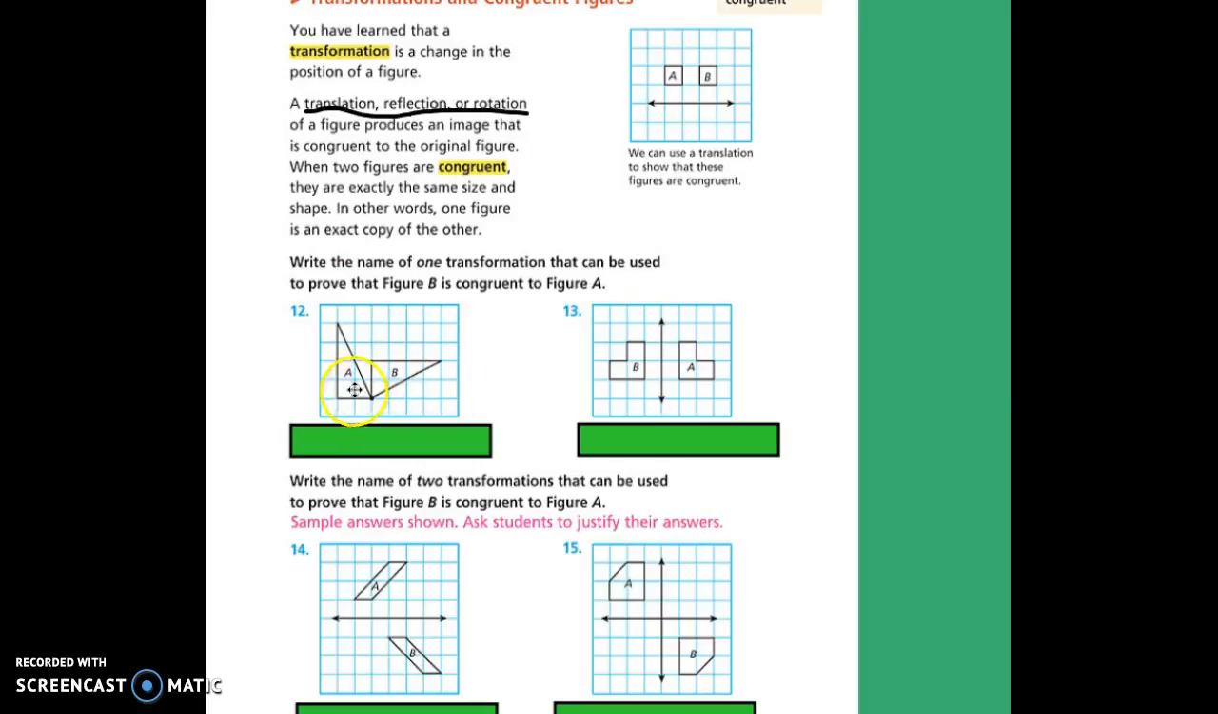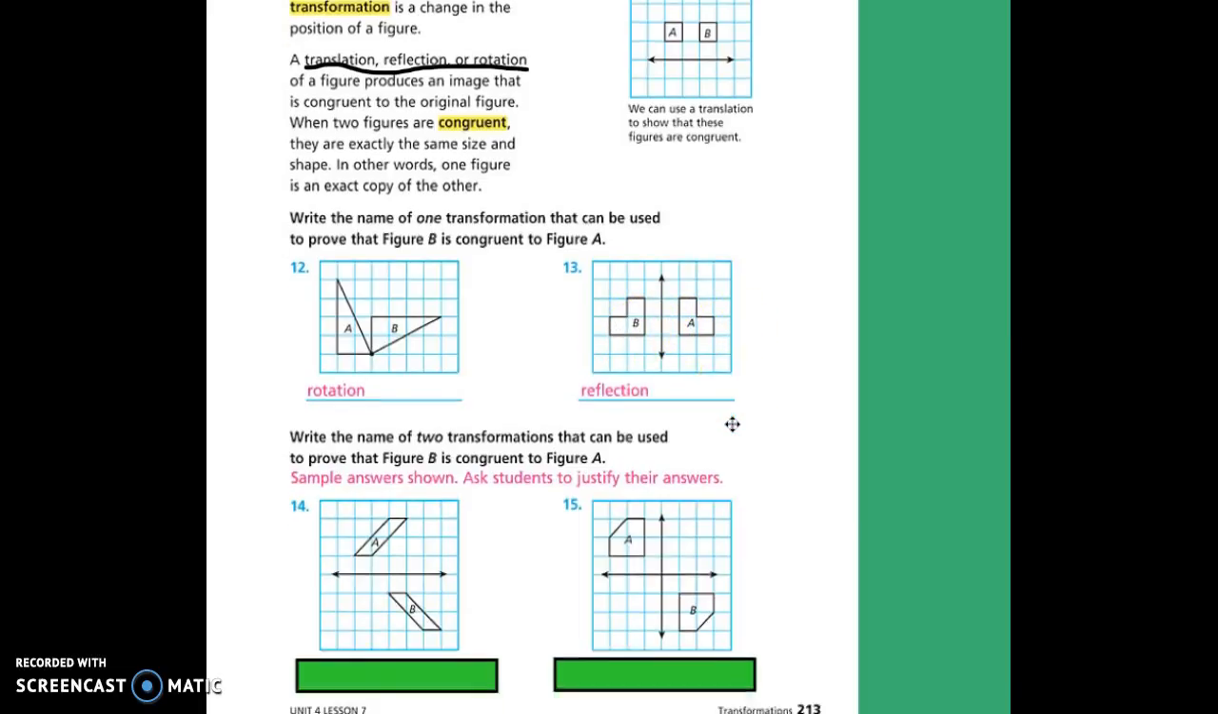Okay, so look at number 12. I'm looking at it, and go ahead and take a guess of what you think. What kind of transformation do you think it is? If you said rotation, I kind of gave that one away. You are correct. How about number 13? Look at number 13. Think about the different transformations and see if you can guess which one it is. If you said a reflection, you were correct. It's a mirror image across the line.